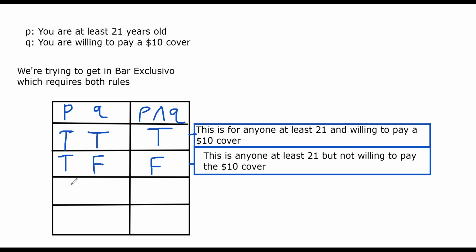Next up, let's say that P is false, meaning that whoever this person is, they're not at least 21. They could be 18, 19, 20. I guess they could be 17, 16, trying to pass off as someone older. It's not going to work. Let's say they are willing to pay the $10 to get in. They have it, and they're willing to part with it. Is Bar Exclusivo going to let them in? Not on your life. You must be at least 21 to get in. It requires both rules. So false, you're not getting into the bar.